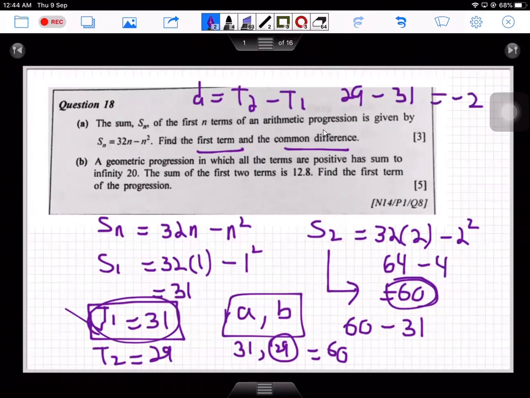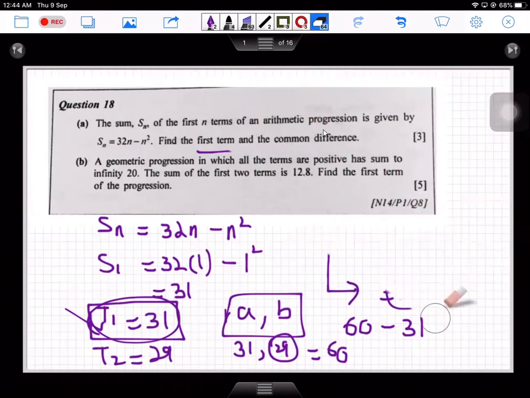Then part B. Part B is saying that a geometric progression in which all the terms are positive has a sum to infinity of 20. The sum of the first two terms is 12.8. Find the first term of the progression. So let me just erase this whole working.